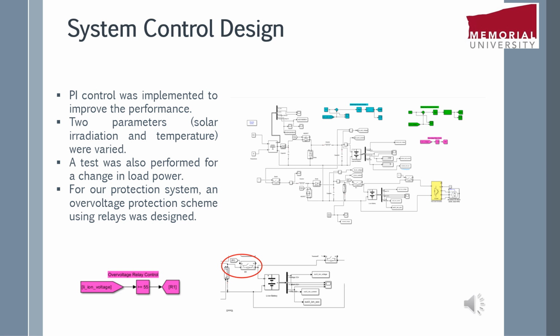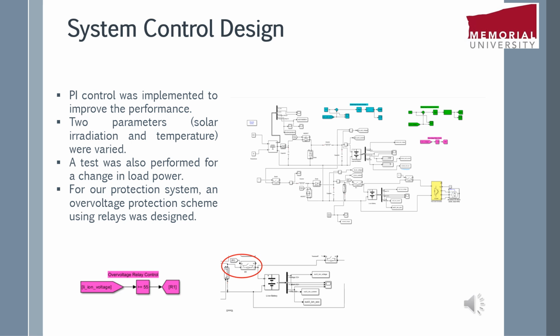After completing the dynamic simulations, we realized that anytime there's a change in temperature or solar irradiation, the charging parameters are affected. Hence, we decided to go on to design a control system that can meet the requirements of the system. Our control system was based on PI controllers to improve the performance. Two parameters, which are the solar irradiation and temperature, were varied.